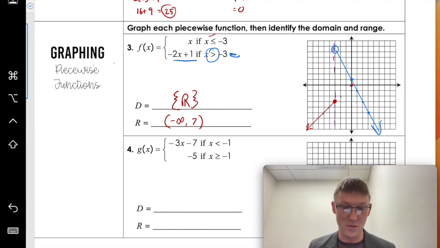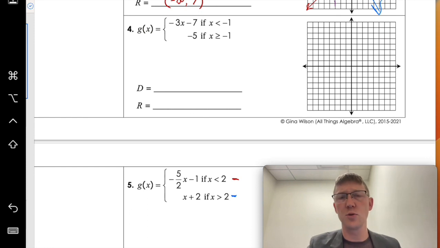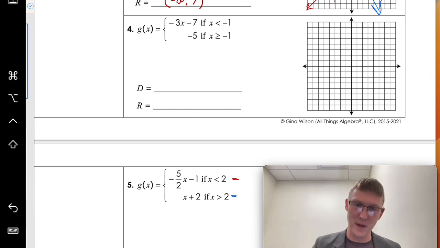So let's try another. All right, so we did forget to talk about domain and range from the last one, but that's okay. I'll pick you up here at number 4. So step 1, we're going to graph it, and then we will find the domain and range. It's hard to do that without graphing it, at least at this point, because it's hard to visualize all this stuff. But here we go.